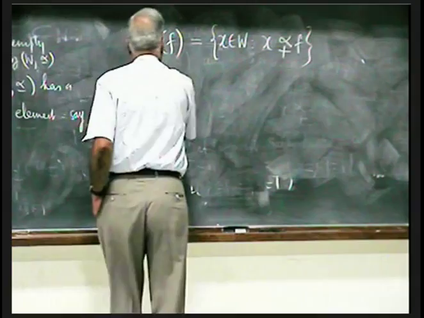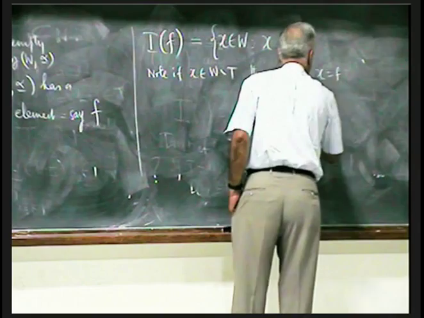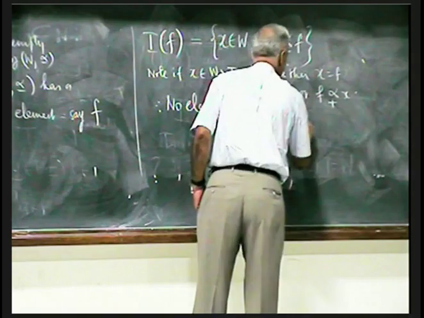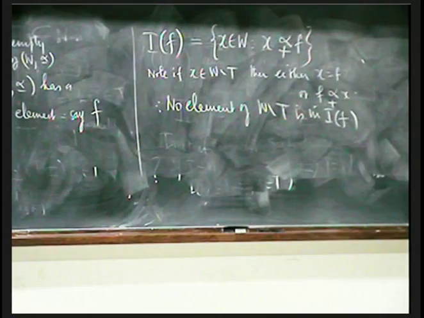if X belongs to W minus T, then either X equals F or F is strictly less than X. So, therefore, no element of W minus T is in I_F, the initial segment subordinate to F. So, therefore, that initial segment has nothing to do with this part. It is all in T.